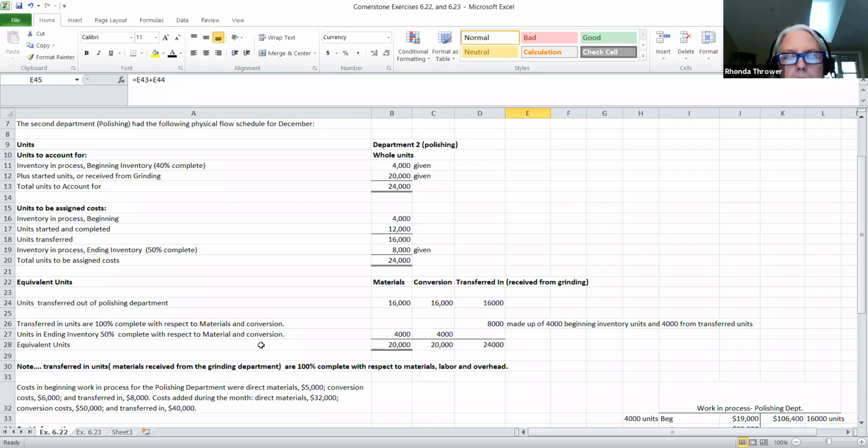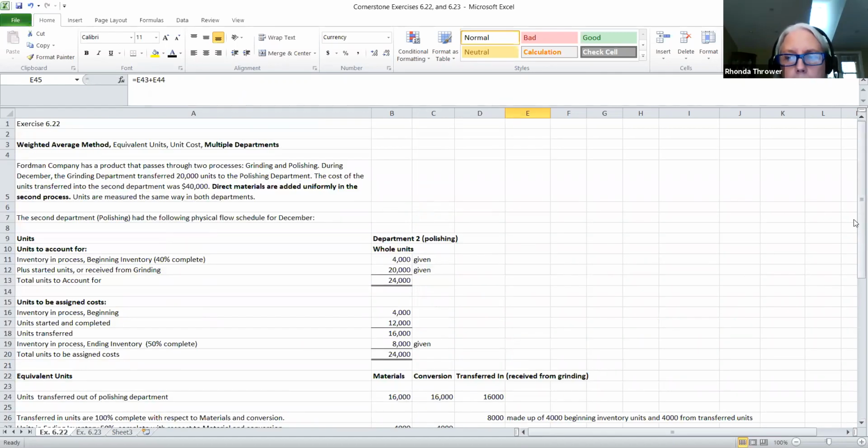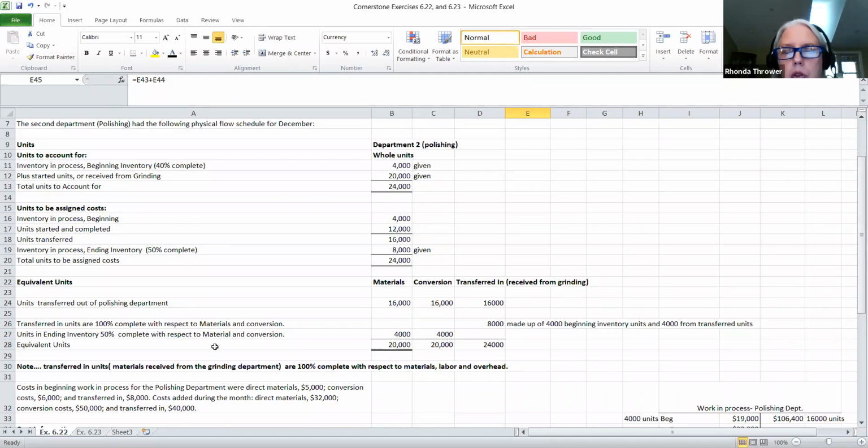So going back to calculating the materials equivalent units in ending inventory, since they said that the ending inventory was 50% complete, this means it's 50% complete with respect to materials. You might remember that when materials were added only at the beginning of the process, we put in 100% of the ending inventory units. That's not the case when materials are added uniformly during the process. Then 50% of the materials are added to the ending inventory units, not 100%.